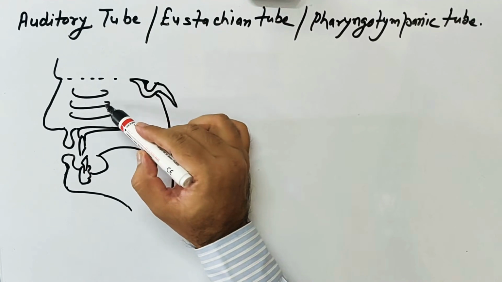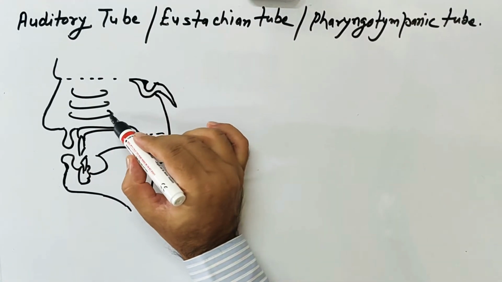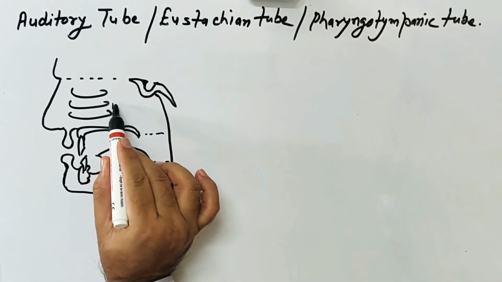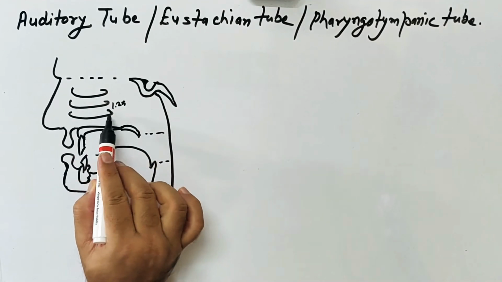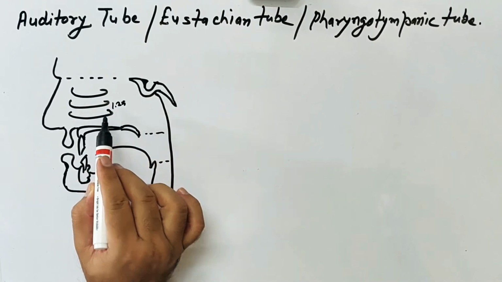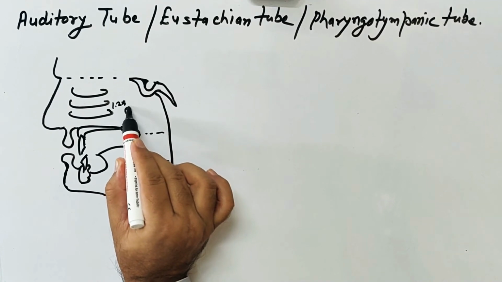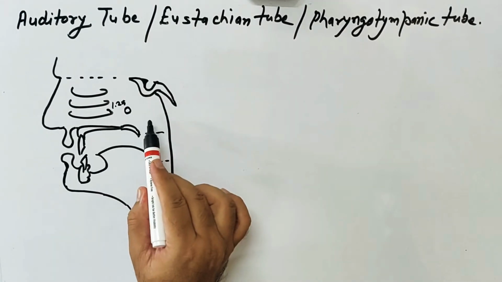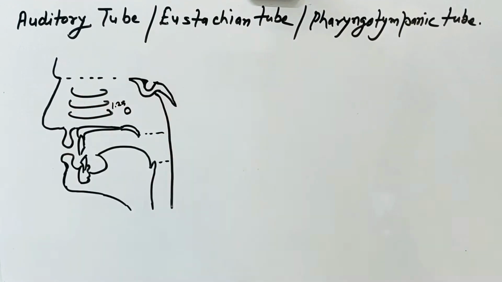This is upper, middle and lower concha, and about 1.25 centimeter behind the posterior end of this inferior concha there is an opening. This opening in the nasopharynx is known as the auditory tube.